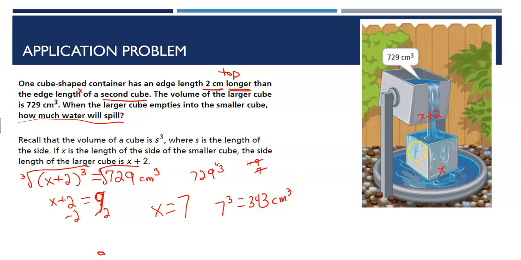Okay, so now I have some more information, and I do like writing on my pictures. It helps me understand what's going on a little bit. So I've got 729 centimeters cubed pouring into a 343 centimeters cubed. So to find how much is spilling, I would just subtract those two. 729 minus 343, and you should get 386 centimeters cubed. This is how much is getting spilled each time. And that could be useful because you need to know how big of a container you want and how fast the water has to pump and all that stuff. You wouldn't want it going everywhere.